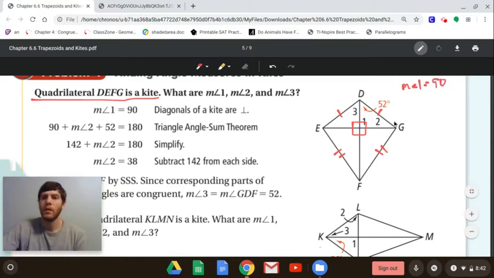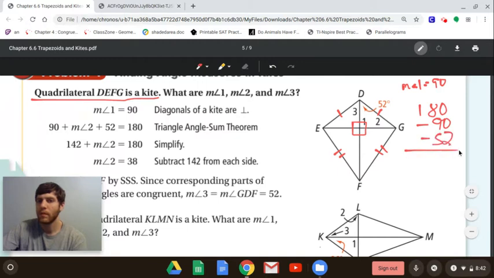Okay. They tell us this angle here is 52. We know the three angles of a triangle add up to 180. So we can do 180 minus 90 minus 52, and that's going to give us 38. So we know the measure of angle 2 is going to equal 38. This one right here is going to be 38.